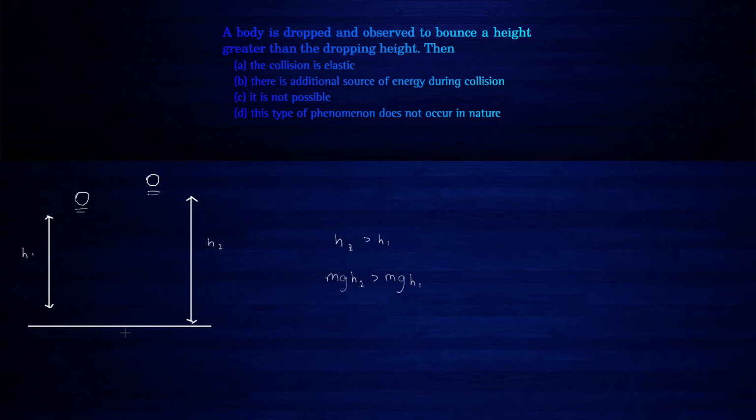So, what can happen is the surface to which the body is colliding may be providing it an excess energy. So, it may be providing it an excess energy mgh2 minus mgh1, which makes it bounce to a height h2. So, the floor must be providing it an excess energy of mgh2 minus mgh1.